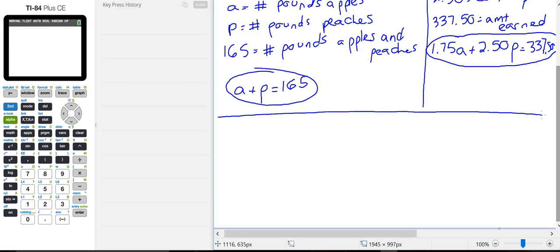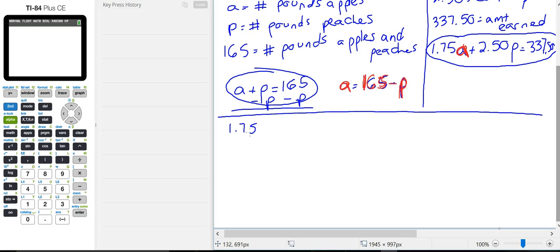So if we rearrange A plus P is equal to 165, and subtract P from both sides, we're left with A is equal to 165 minus P, and we could use substitution. We're going to substitute A with 165 minus P, and we're allowed to do that because we know that A is equal to 165 minus P. Once we do that, we'll have an equation with just one variable, P, and P represents the number of peaches, which is what we're solving for in this question. Let's do that.